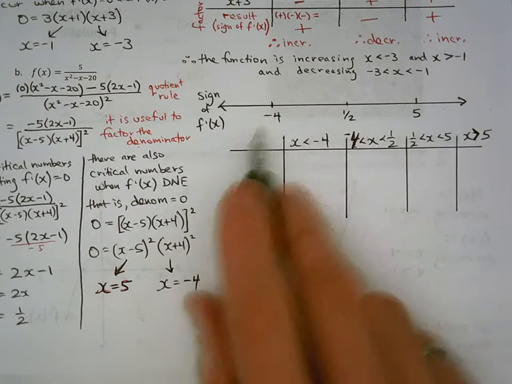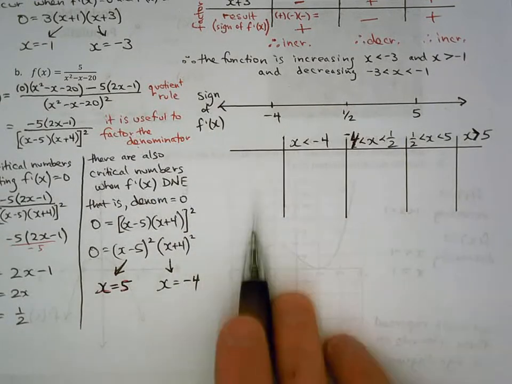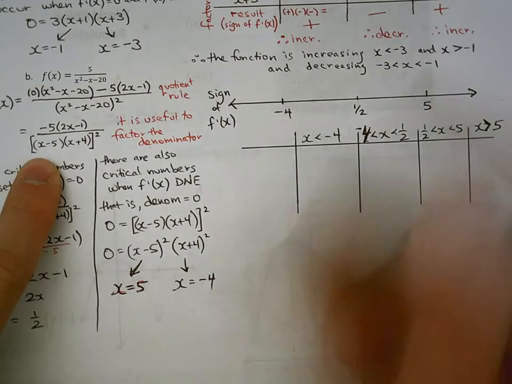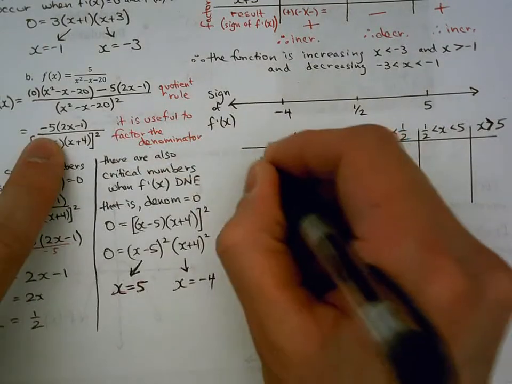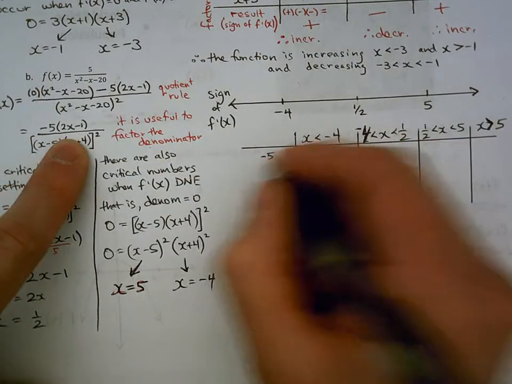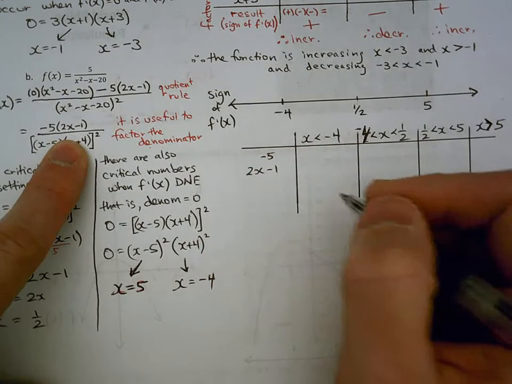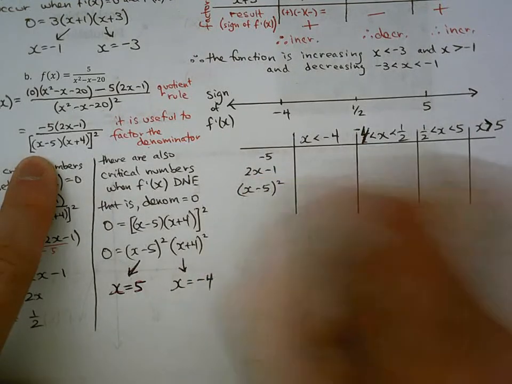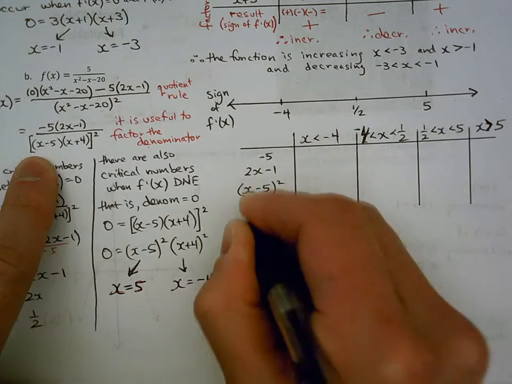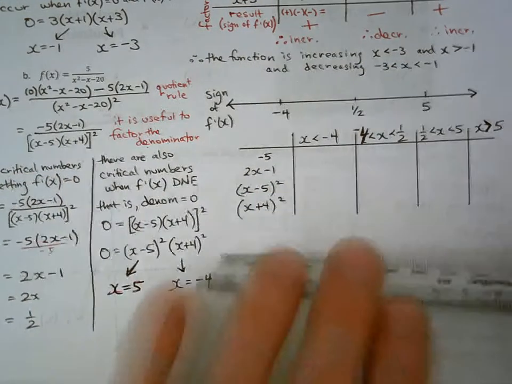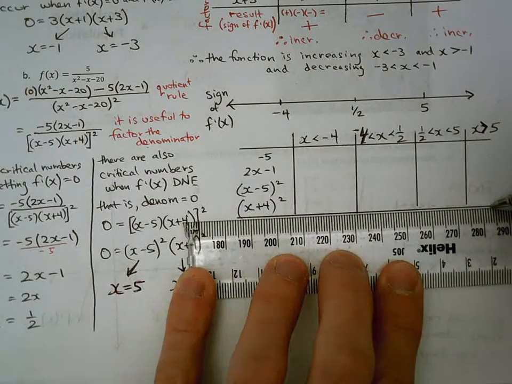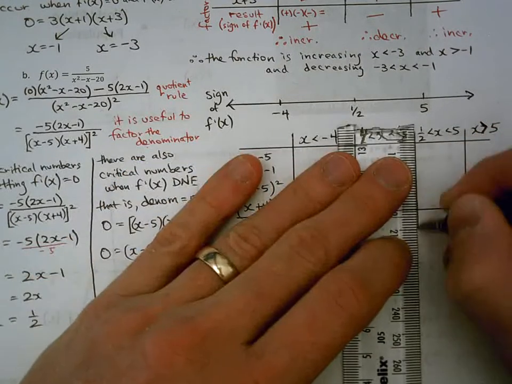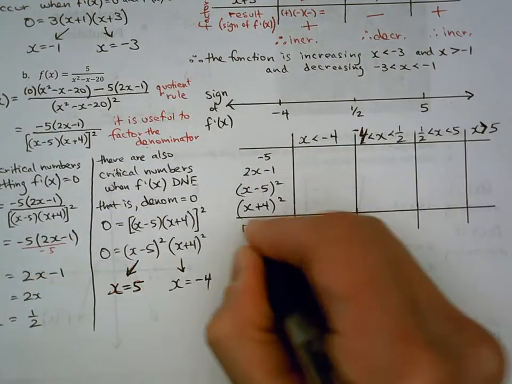Now I have to list all of my factors of the derivative on this side. So I go back to my derivative, there it is, and I'm going to list all the factors. I have negative 5, that's a factor. Then I have 2x minus 1. Then it was x minus 5 squared, so I'm going to write that, and x plus 4 squared. Those are all of my factors. For this system to work, you have to be complete, you have to put them all in.